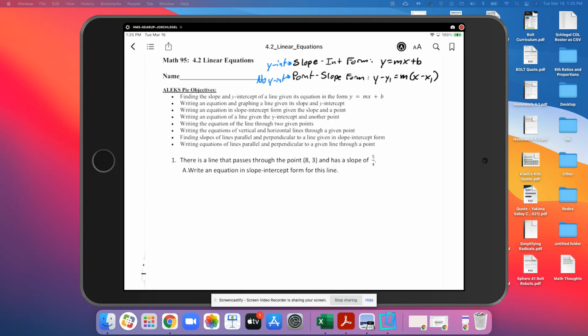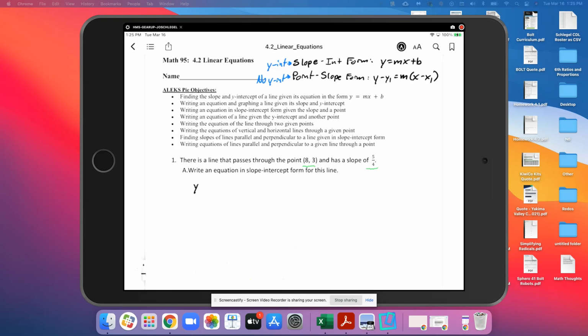So we're going to be needing to use point slope form in this first one because we are asked to create an equation for a line, and we are given the slope, which is 5/4, and we are given a point, but it is not the y-intercept. So we are given a point and a slope, so we do need to use point slope form.